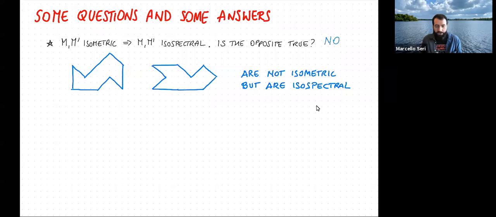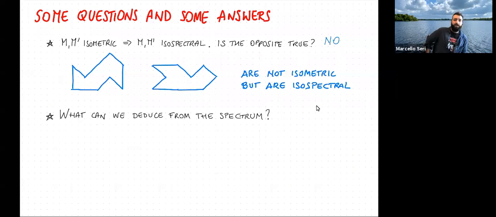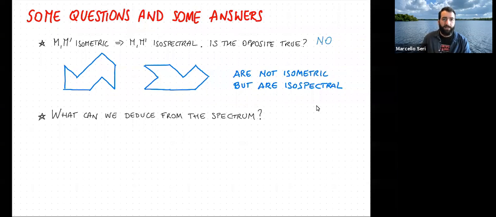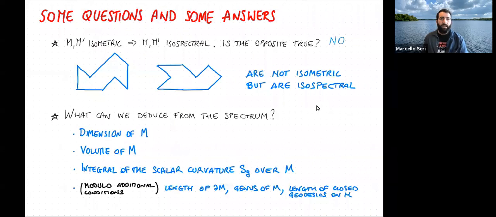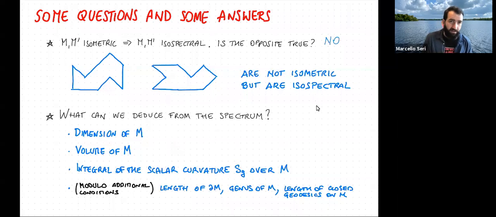If you take those two shapes and you compute the eigenvalues in both cases of the Laplacian with Dirichlet boundary condition, they are isospectral and they are not isometric. So yeah, the opposite is not true, unfortunately, but can we still deduce something about the spectrum of those manifolds or of shapes? Can we deduce some geometrical properties of this shape by knowing the spectrum of the Laplacian? Turns out that we can.